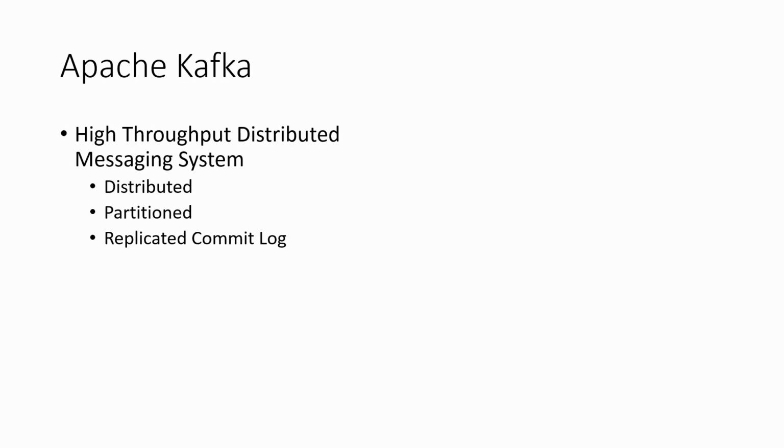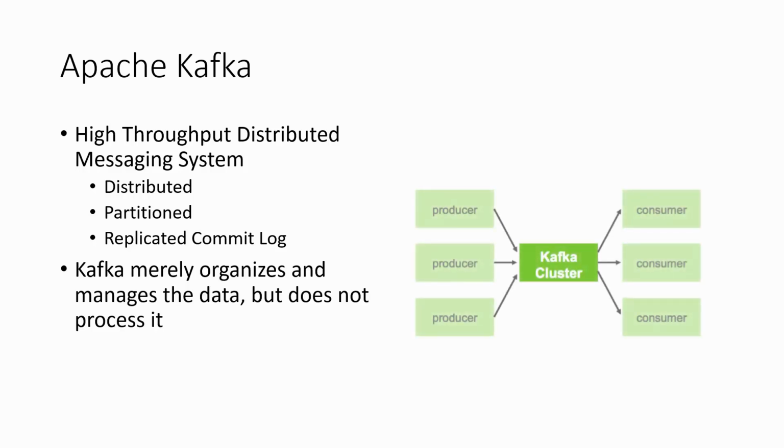Kafka is a high throughput distributed messaging system. It has a number of properties that are useful for stream processing in that it is distributed among a cluster of machines, it is partitioned, and it also has the idea of all of its messages stored in a commit log in a particular order. One thing that's important to note about Kafka is that Kafka merely organizes and manages the data, the incoming data stream, but it doesn't actively process it. The messages that are generated by Kafka are then passed downstream to some sort of consuming process, which we will see very shortly in this video.